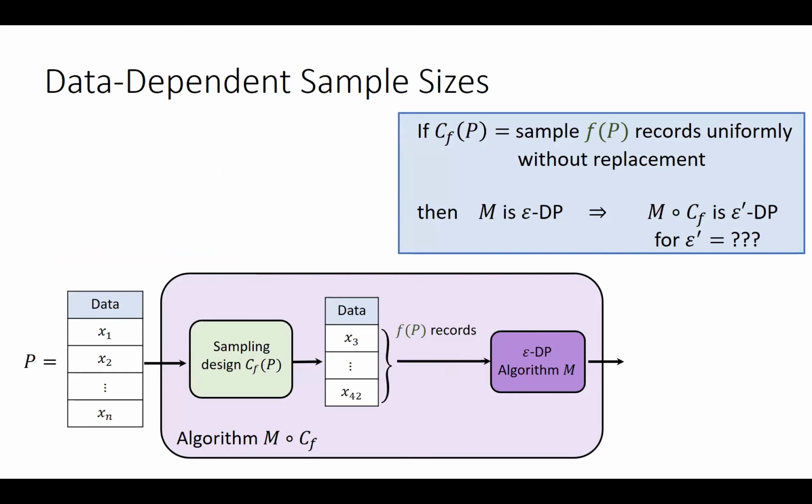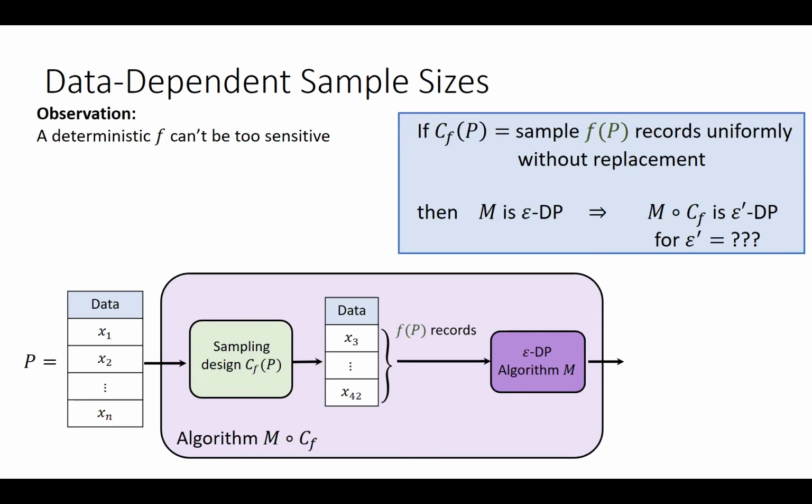So here's a slightly more general setting. Instead of having M, the number of samples, be independent of the data set, suppose I want to sample F of P records without replacement, where F is some function depending on the population P. If we're interested in trying to prove something about the privacy amplification guarantees of this, one observation is that if F is some deterministic function, F itself should not be too sensitive. It shouldn't depend too much on changing one row of the data set P.